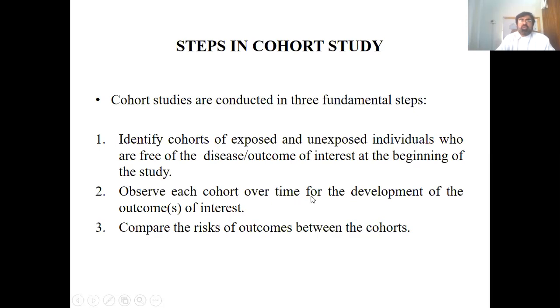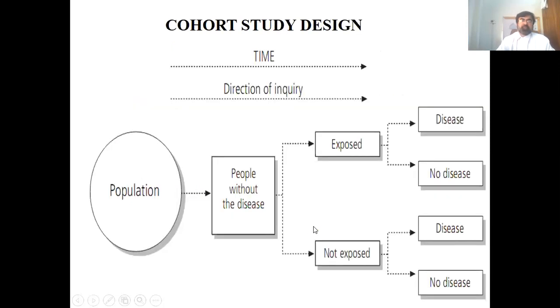Observe each cohort over time for the development of the outcomes of interest. And then you have to wait. You have to make follow-up visits after 2 months, after 3 months, regular visits, and you have to observe both the groups for any sign and symptom of the outcome, and then compare the risk of outcome between the 2 cohorts, whether the incidence is more in the exposed group or the incidence is more in the unexposed group. And this is the cohort study design.